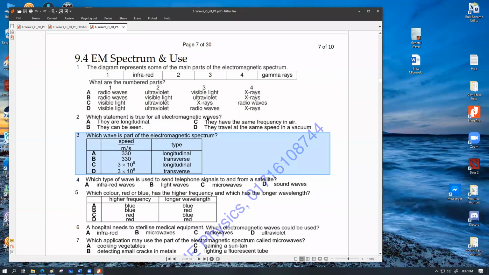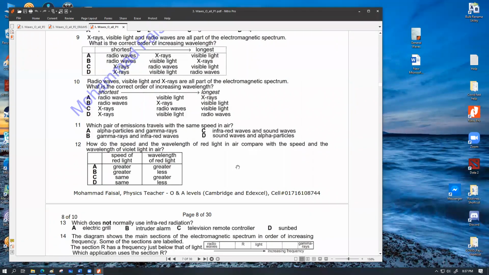Sir, question number 12 probably, you said that the energy of waves does not affect the speed of the wave. I didn't understand that. How does the speed of the wavelength of red light in air compare with the speed of the wavelength of violet in air? Yeah, I said that. So what is your question again?